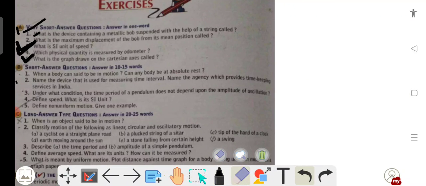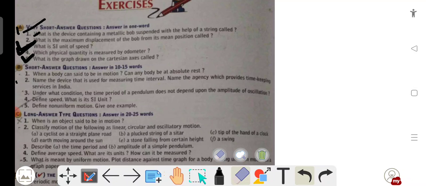What is uniform motion? A body is said to have a uniform motion when it travels equal distances in equal intervals of time. That means a body moving with a constant speed is said to be in uniform motion, and when a body's speed differs in equal intervals of time, then it is called non-uniform motion.